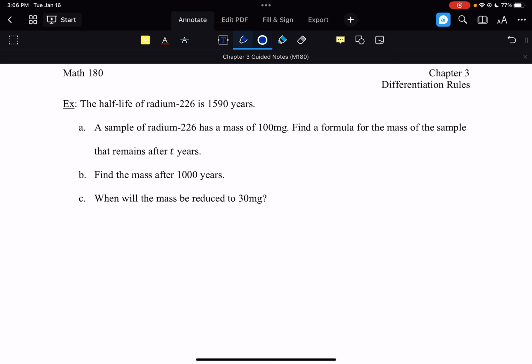So the half-life of radium-226 is 1,590 years. A sample of radium-226 has a mass of 100 milligrams. Find a formula for the mass of the sample that remains after t years. I'm going to call this M of t, because we're talking about mass. So that's M of 0 times e to the kt. And our initial mass, that M of 0, was 100 milligrams. So that's 100 e to the kt.